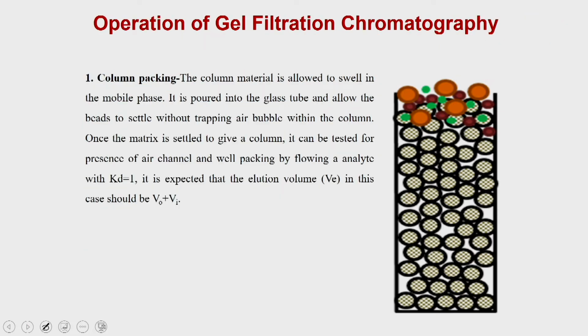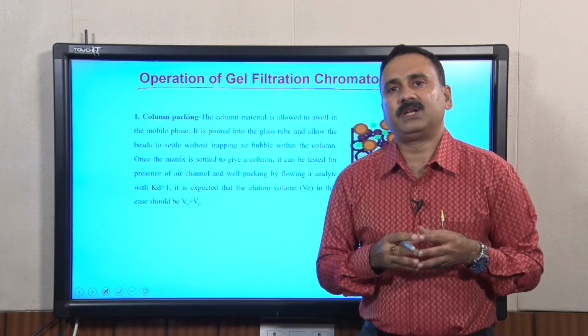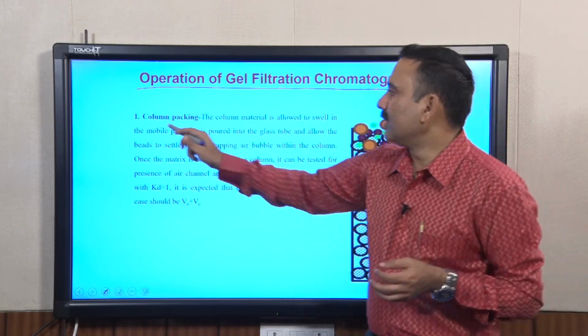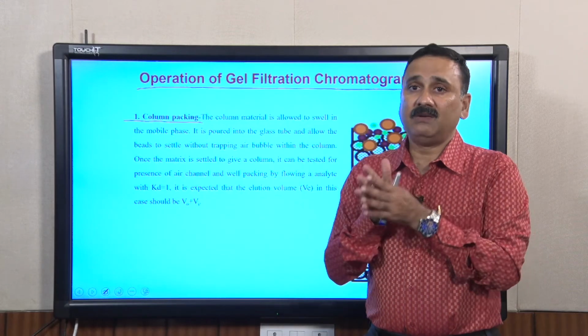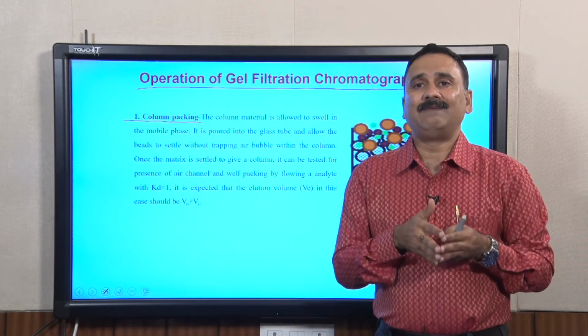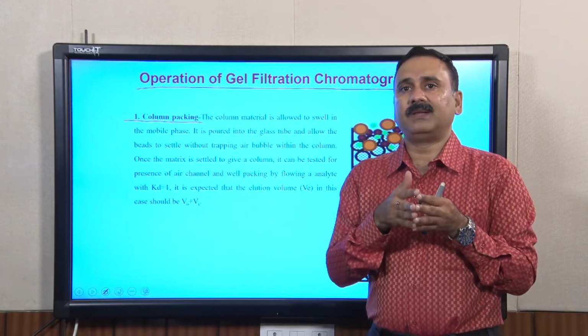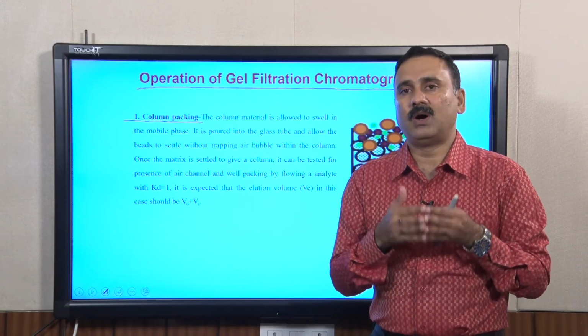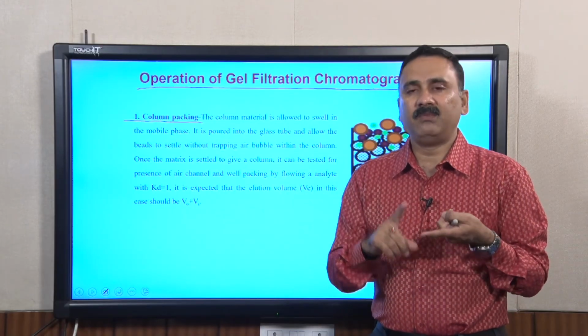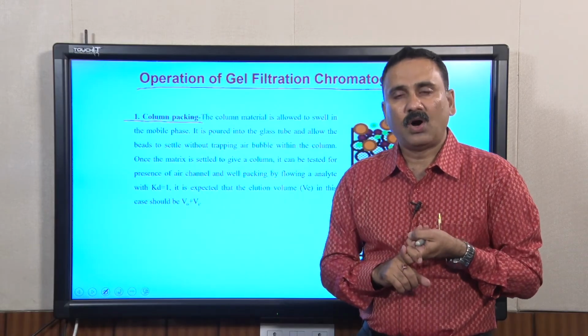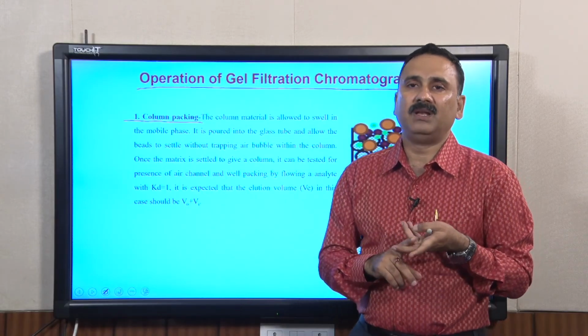Now, let us see how to operate gel filtration chromatography. One of the crucial parameters of gel filtration chromatography is column packing. So the first step is that you have to do column packing, and in the column packing of a gel filtration chromatography, you have to be very careful. For example, the column material you get from the companies is either present in a liquid phase, or they will give you the column material as a powder.